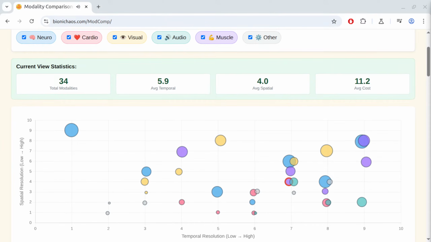Let's look at magnetoencephalography, neurosensing. Okay. It scores a massive 9 out of 10 for temporal, 8 out of 10 for spatial. Wow, so super fast and super detailed. Exactly. But the cost, 20 out of 20, maxed out. Ouch. So what makes it worth that?